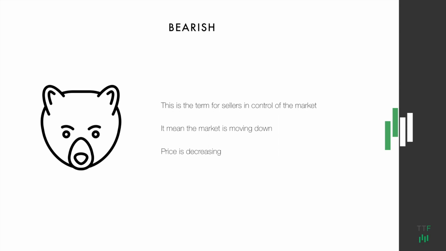Alternatively, we have bearish, completely opposite. It means that there's sellers controlling the market. It means that the market is moving downwards and therefore the price is decreasing. So obviously, if we're bearish on a market, we believe the market will be going down.